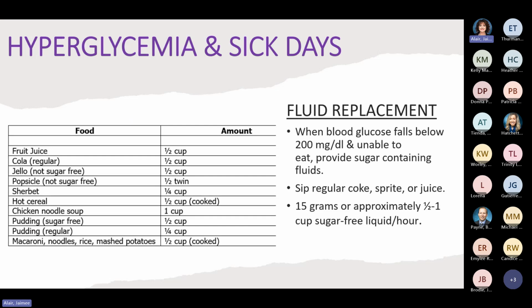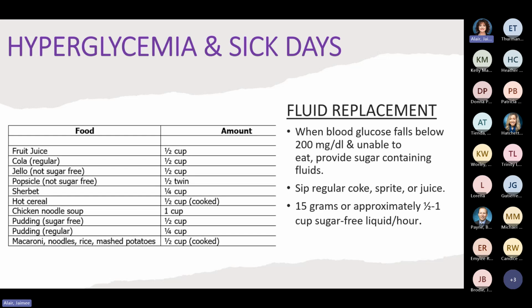Fluid replacement is super important on sick days when the sugar falls below 200 and they're unable to eat. Then they can get these sugar containing fluids, obviously in moderation. They can sip on Coke, Sprite, juice, anything to kind of keep that sugar in a normal range, but not too high.